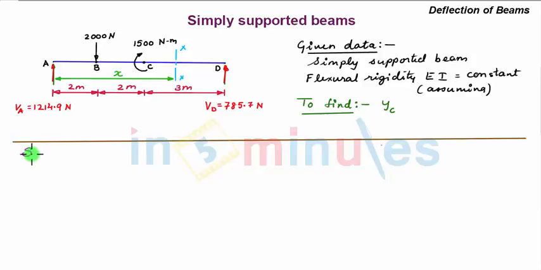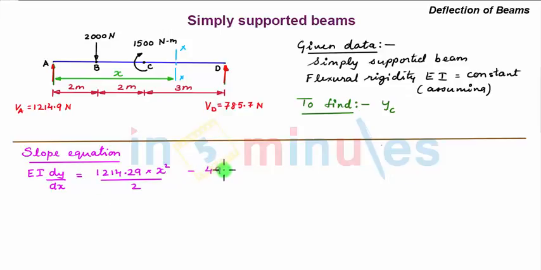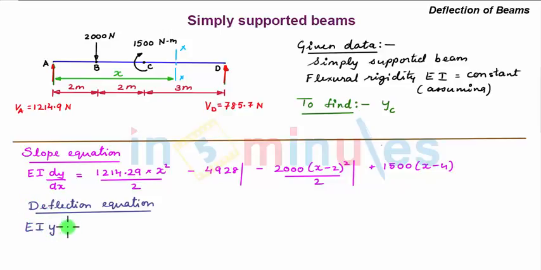So our slope equation becomes EI dy by dx is equal to 1214.29 x square by 2 minus 4928, which is C1, and C2 is 0. So we have this first partition, minus 2000 into (x minus 2) square by 2, second partition, plus 1500 into (x minus 4).